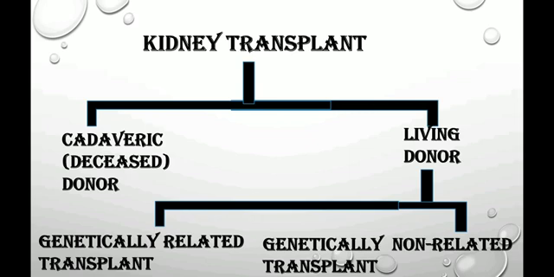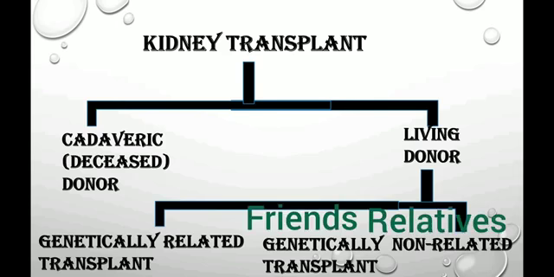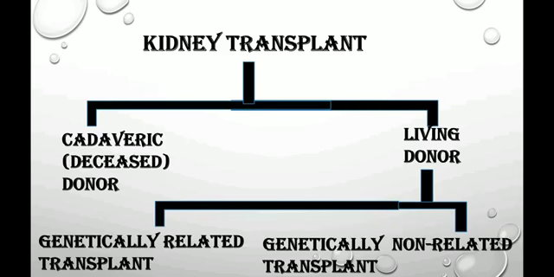Talking about living donors, kidney transplants can be further classified as genetically related transplants or genetically non-related transplants. Genetically related transplant means living related, having blood relations, for example, your family members. Genetically non-related transplant means living non-related. That includes your friends, your relatives, or some unknown person who is ready to donate. These are all considered genetically non-related transplants.